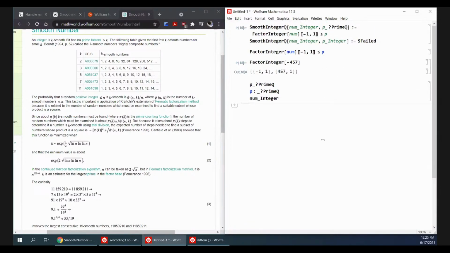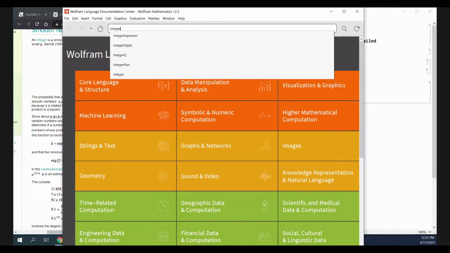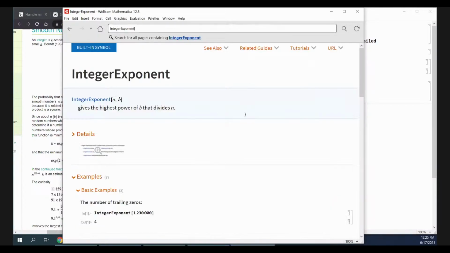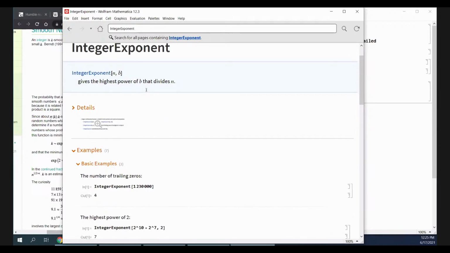And so for those reasons, it might be better to stick to just the prime factors that we're interested in, right? Instead of trying to find all of those prime factors, why don't we just find how many primes less than or equal to p show up in num? One way that we can do that is by using a function called integer exponent. What's going on with integer exponent is it's trying to find the highest power of the second input that goes into n. So if we put all of the primes less than or equal to p in there, it will tell us all of the exponents of those numbers.